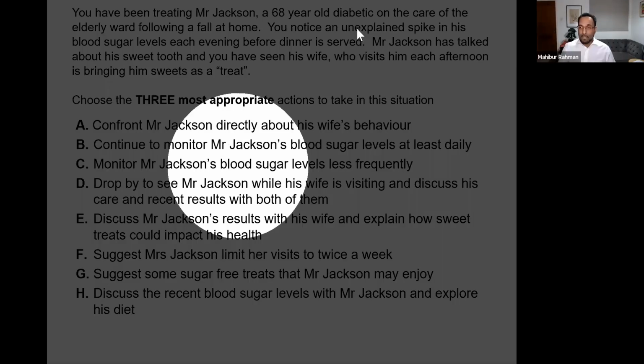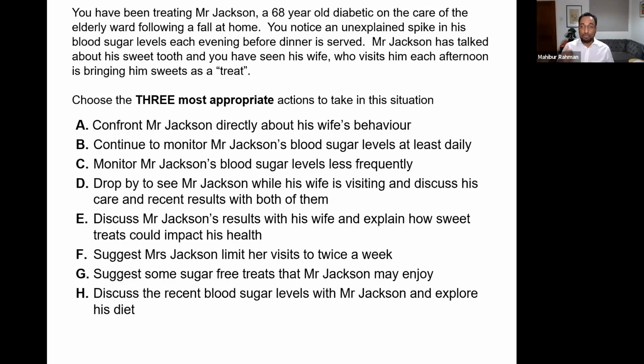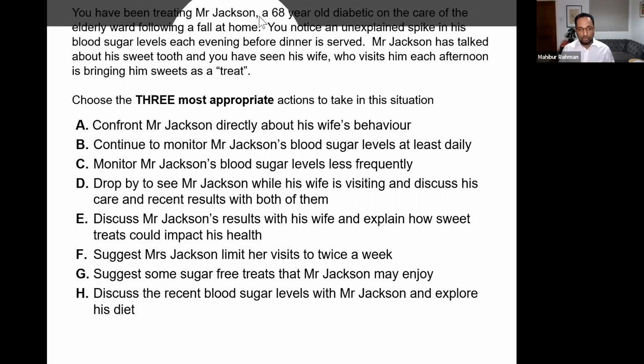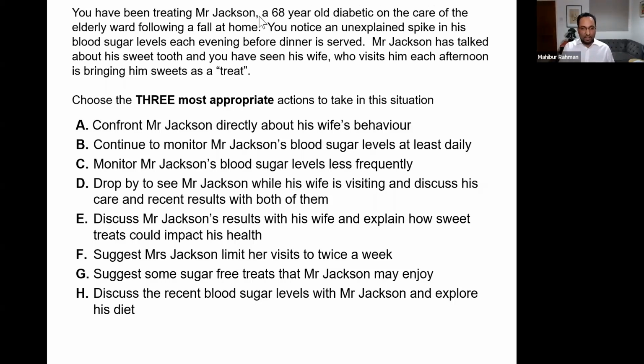Unexplained spike. Now, he's talked about his sweet tooth. Lots of diabetics have a sweet tooth, all right? And you've seen his wife, who visits each afternoon, is bringing him sweets as a treat. So let's look at the options. Option A, the important word here is confront. So confront Mr. Jackson about his wife's behavior, all right?